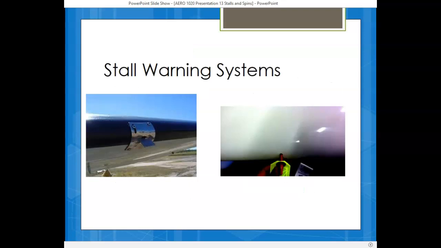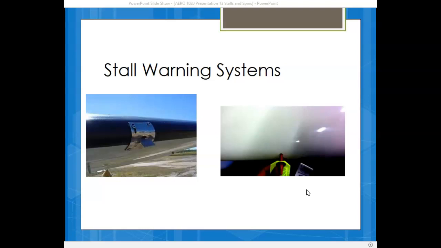Most general aviation aircraft are equipped with some sort of a stall warning system. On the left side, you see an aircraft with a stall tab installed on the leading edge of the wing. As the aircraft is pitched up closer to the critical angle of attack, the stagnation point moves and forces this tab up, which completes a circuit and causes a warning sound or a horn to sound in the cockpit, warning the pilot that the aircraft is close to the critical angle of attack.